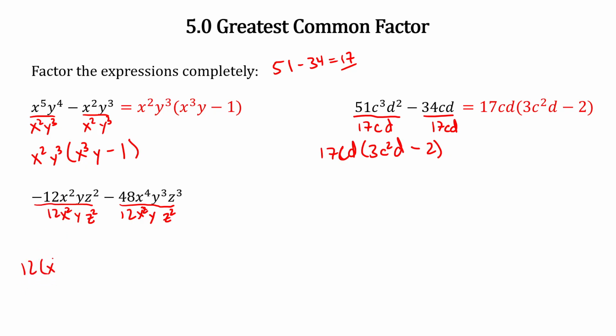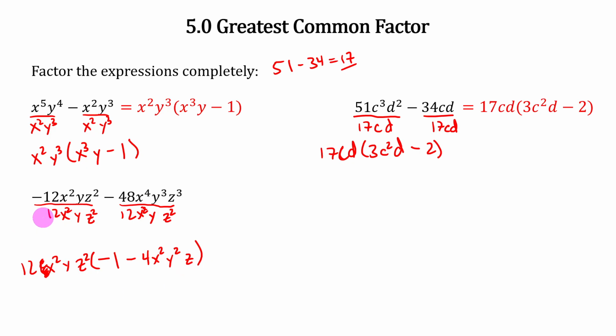12 x squared y z squared. Parentheses here. Negative 12 divided by negative 12 is negative 1. X squared divided by x squared, y divided by y, z squared divided by z squared, all of that is just 1. 48 divided by 12 is 4. X to the fourth divided by x squared. Y to the third divided by y. Z to the third divided by z squared.